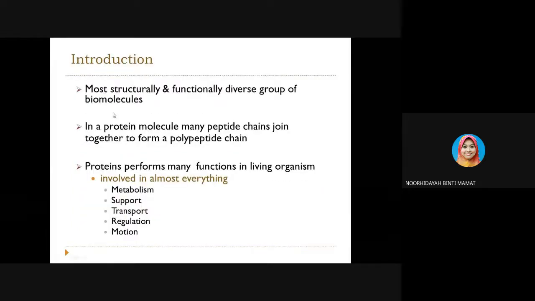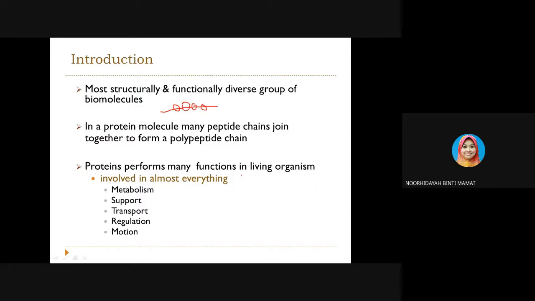So let me start with the introduction first. Protein, as you know, is actually the most structurally and functionally diverse group of biomolecules. In a protein molecule, many peptide chains join together to form a polypeptide chain. So when we're talking about a protein molecule, it's actually the joining of amino acids. When amino acids are bound together, they form a protein molecule.